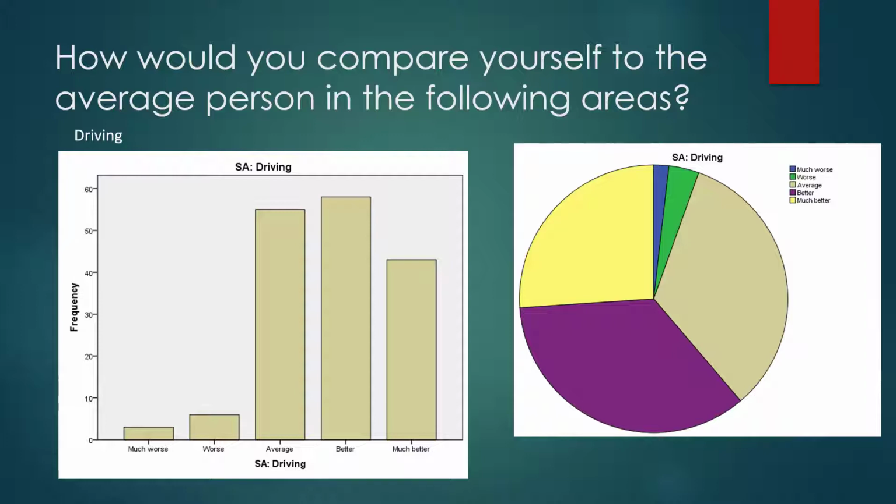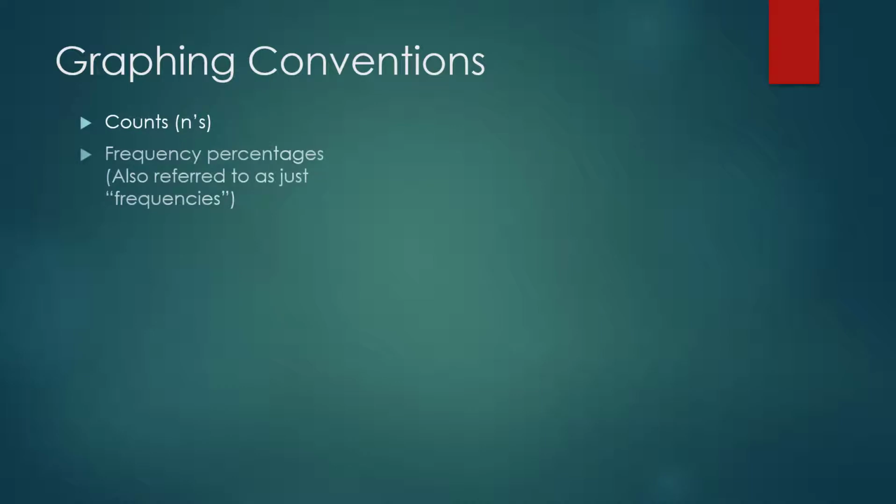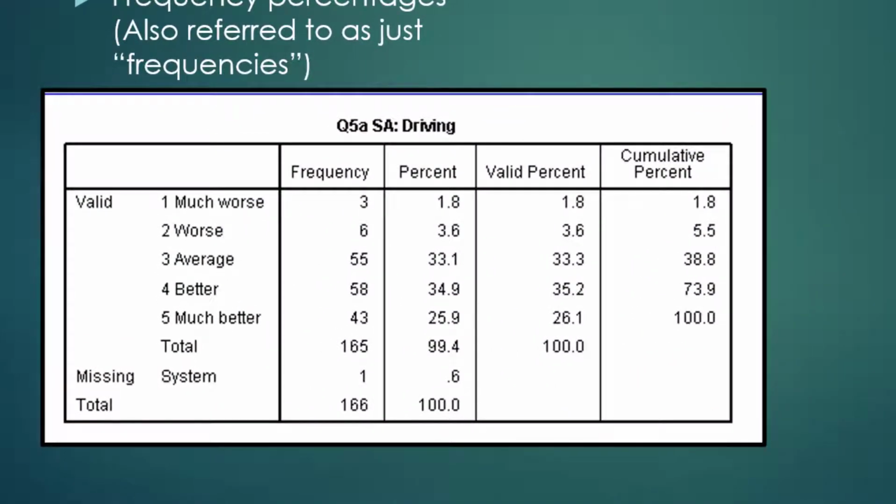Before we move on to the words you use when writing your report, let me focus a bit more on what you might show in the graphs. First, you should understand the difference between counts and frequency percentages, as SPSS calculates and displays both. The counts, or N's, are the number of respondents who gave a particular response. In this example, 3 people said much worse, 6 said worse, 55 said average, etc. In all, 165 people answered the question. 1 refused. That's the missing system response.